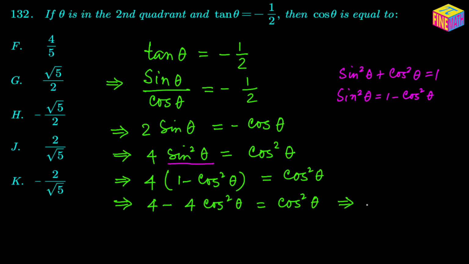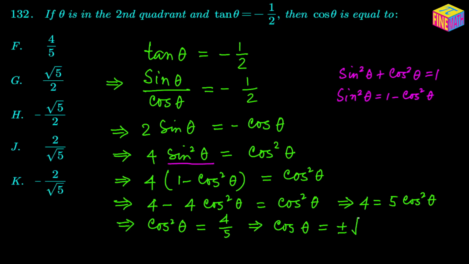And from here we can clearly see that 4 is equal to 5 times cosine squared of theta if we bring the cosine squared onto the right hand side. So cosine squared of theta is equal to 4 over 5, and then if we take a square root on both sides, we get cosine theta is equal to plus or minus square root of 4 over 5, that is equal to plus or minus 2 over square root of 5.